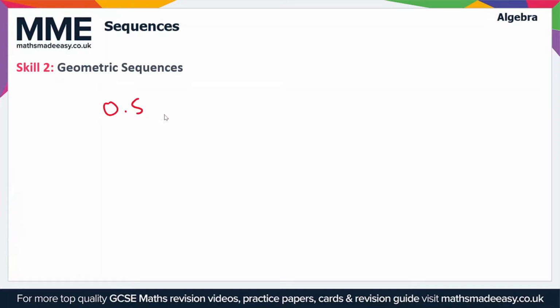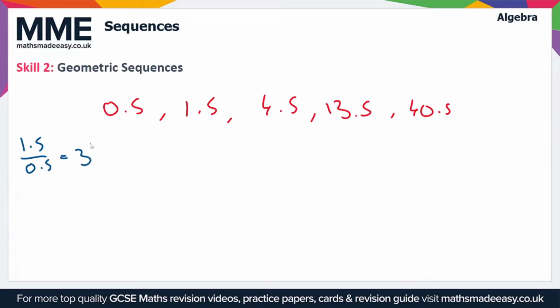So if we have a look at an example: 0.5, 1.5, 4.5, 13.5 and 40.5. This is a geometric sequence, also known as a geometric progression. In order to work out what the common ratio is, you can just divide one term by the previous term. Here we can do 1.5 divided by 0.5, which gives us 3. So as you can see, we're multiplying by 3 to get from one term to the next. That's a fairly straightforward example.